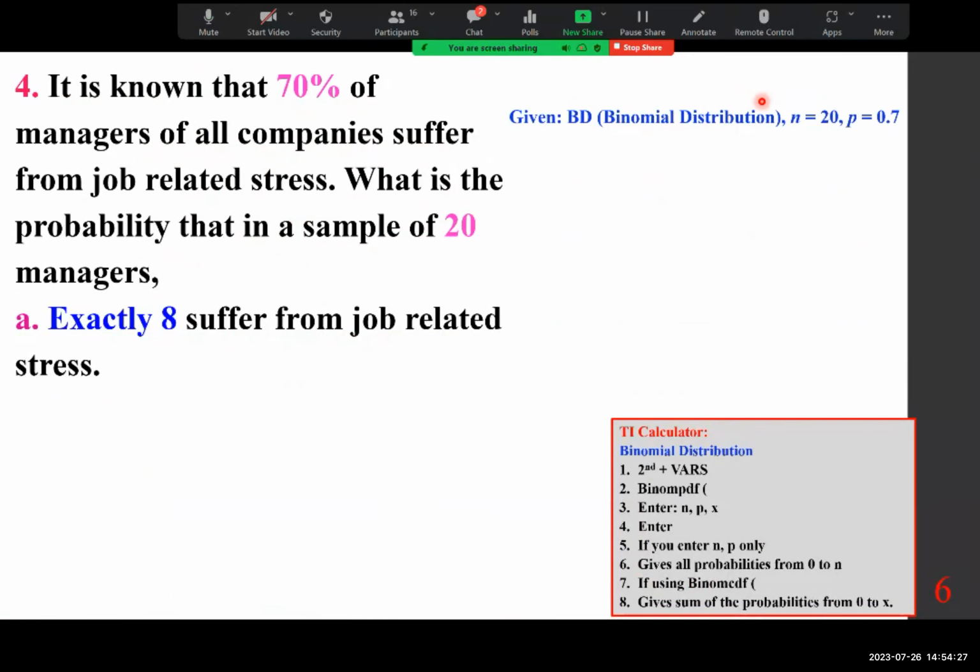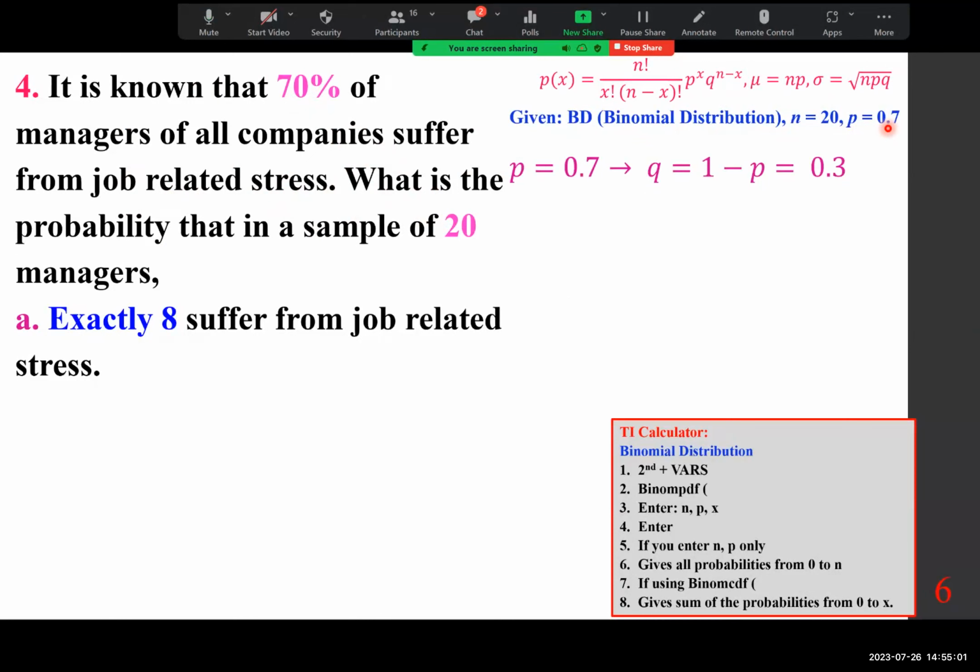N is 20. P, the probability of suffering from stress, 70% or 0.7. If you read the question, it doesn't matter how many times, as long as you get this, it's really worth it. Put enough time to write the given. Therefore, we are going to use this formula as it was mentioned in the previous page. And to use that, we need to find Q. P is 0.7. Q is 1 minus that, which makes it 0.3. So P is given as 0.7. Q is the complementary event, becomes 0.3.